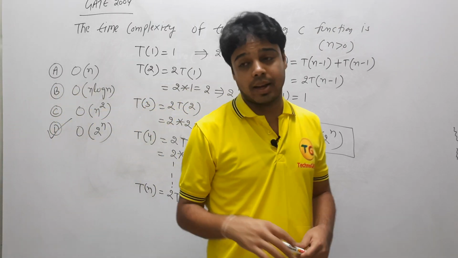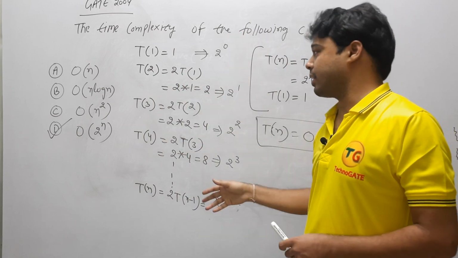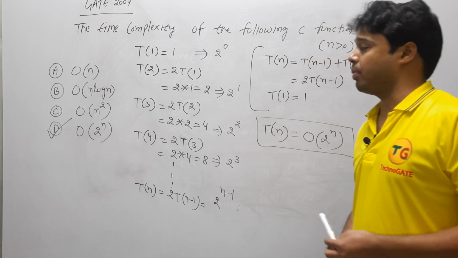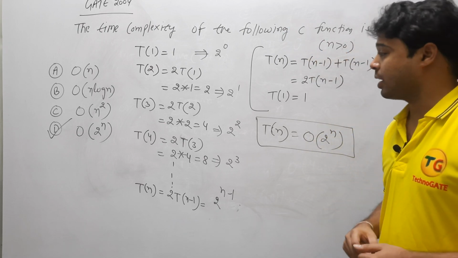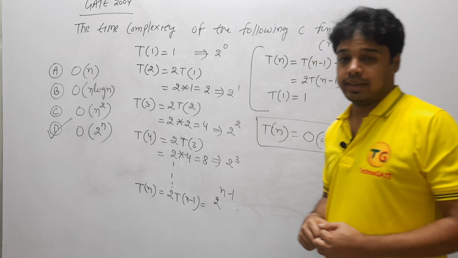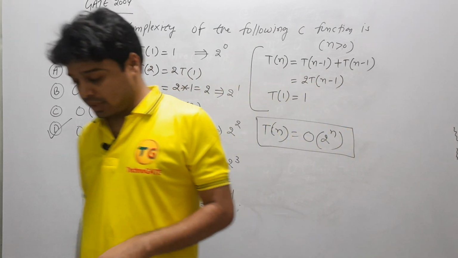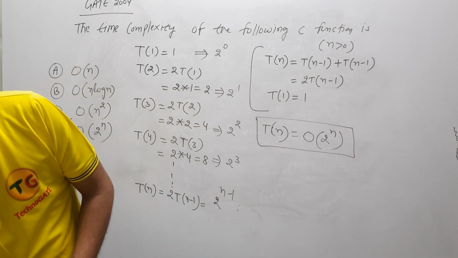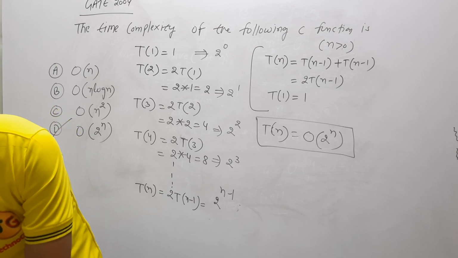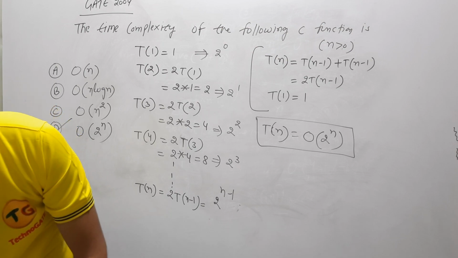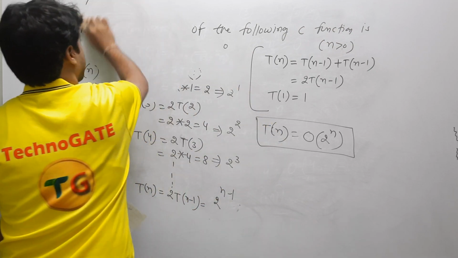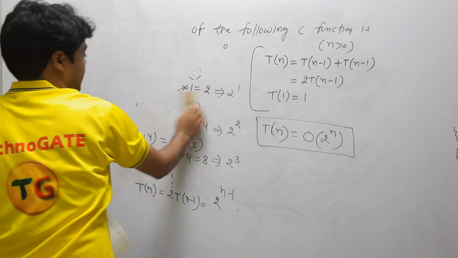In this manner we can prove or derive it directly. So what is the time complexity of this function? This is a GATE 2004 problem. Exponential, order of exponential. Is that clear? Now the next one. This is a very important problem, so take any counter example and solve that problem.